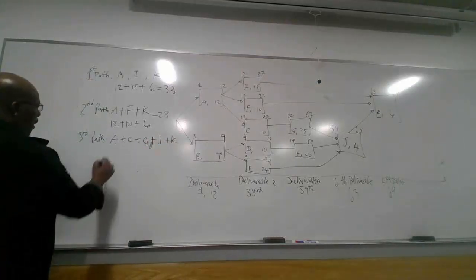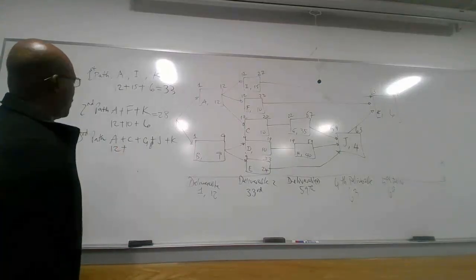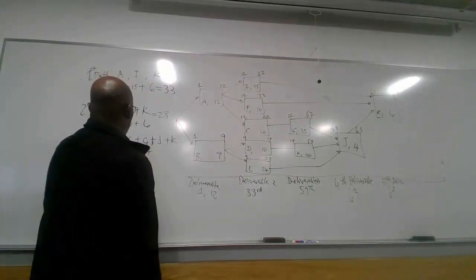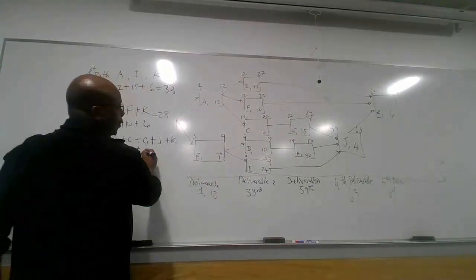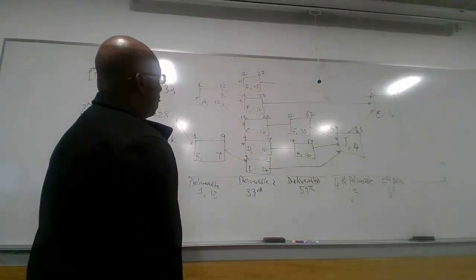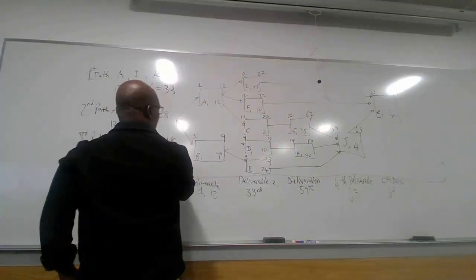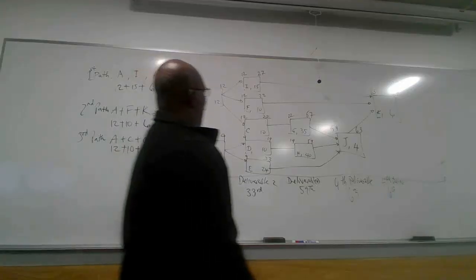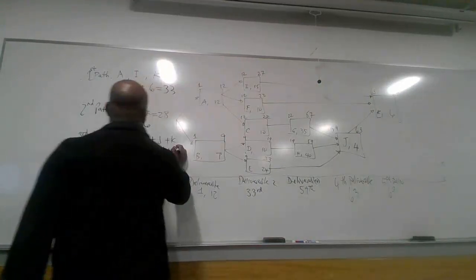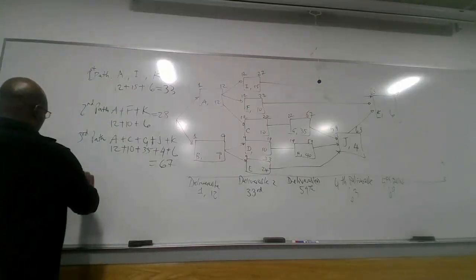So let's see, here we have 12, and C has got 10, 22, 35, 57. So 57, J, 57. Here we have 4, and then here we have 6. How many weeks do we have? 67. And then let's look at the fourth path.